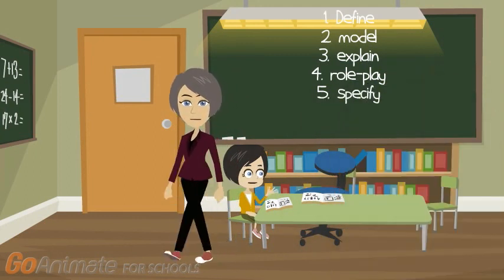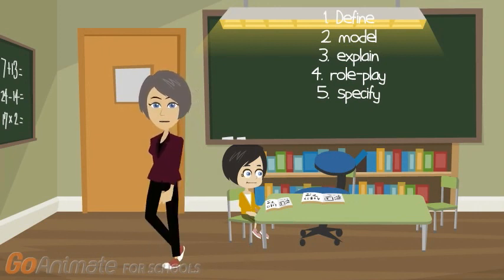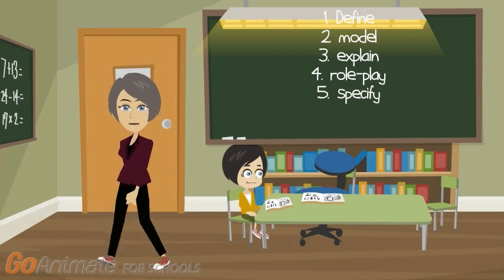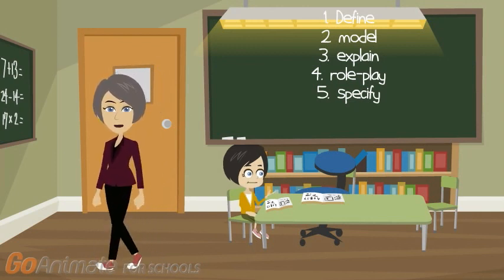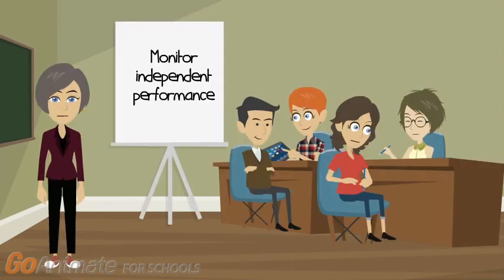Next, the teacher explains when and how to record the occurrence of the desired behavior on the self-monitoring form. The teacher role-plays the above self-monitoring procedures with the student, and then specifies when and where the student will self-monitor behavior. And last, monitor independent performance.